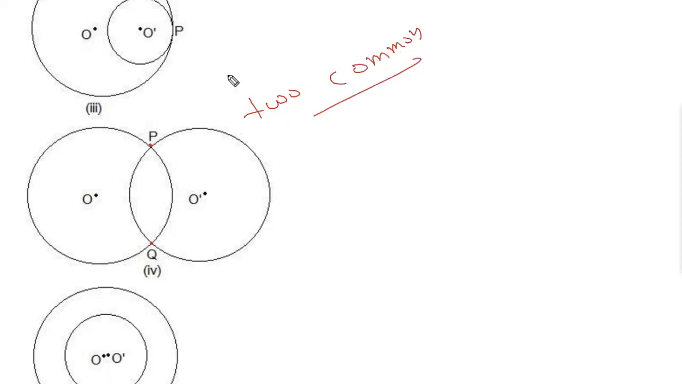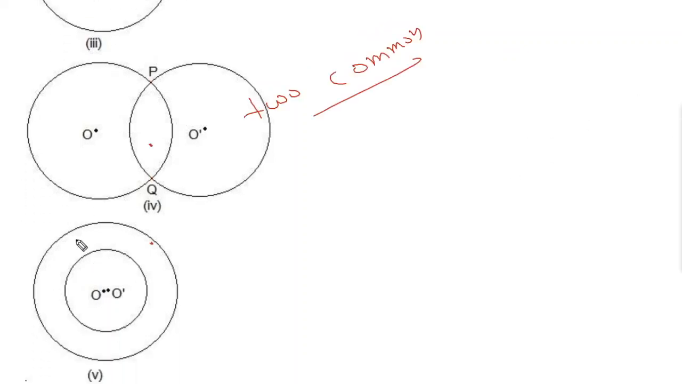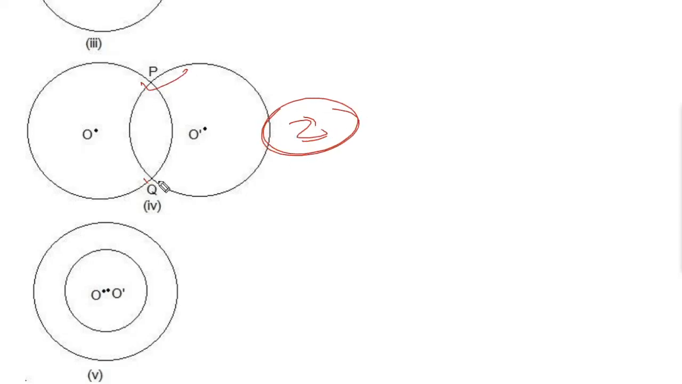Then we can move to another possible case, that is the fifth case. Here you can see one circle is inside the other circle. Here you have no common point. So different cases we have discussed and we have seen the maximum number of common points is 2. How many common points? 1 and 2. So 2 is the maximum number of common points when 2 circles intersect. Okay. Now we will move to the next question.